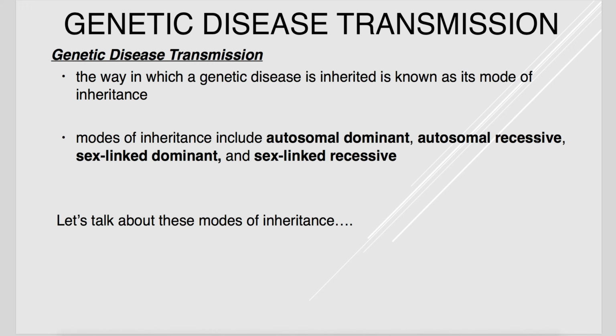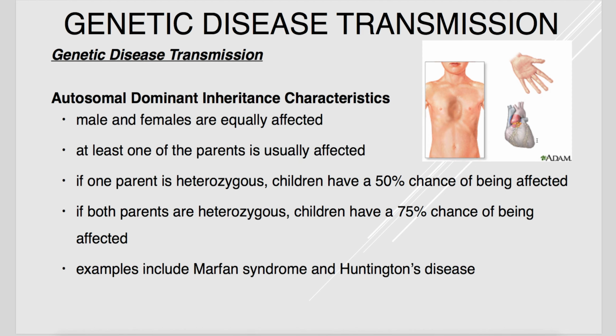Okay, then we talked about genetic disease transmission. The way that genetic diseases are inherited, we can classify them by their mode of inheritance. And there are 4 big ones. There's autosomal dominant, autosomal recessive, sex-linked dominant, and sex-linked recessive. So let's talk about them.